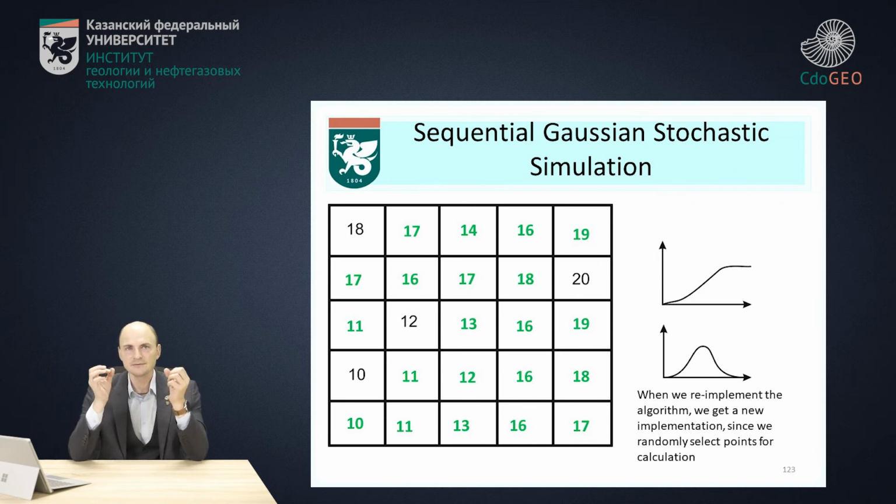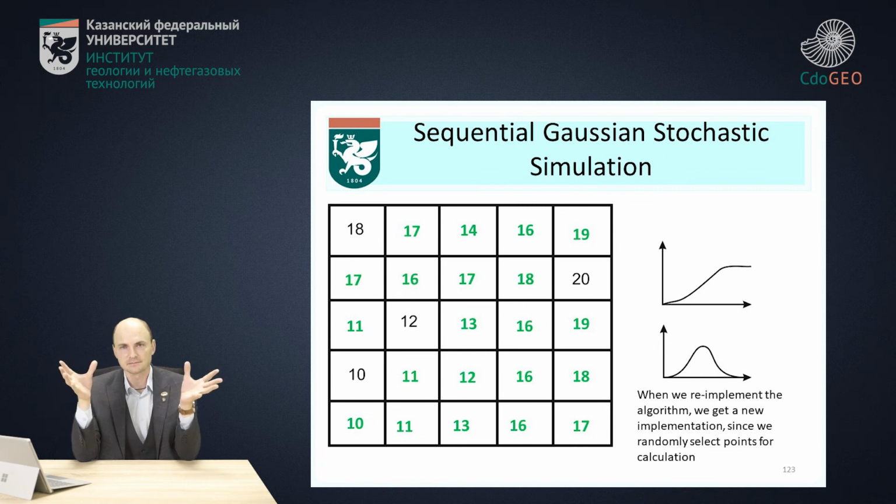That is the main difference between Kriging and the sequential Gaussian stochastic simulation. Because in the case of Kriging, outside of the range, we simply take the average. But in the case of stochastic simulation, we try to keep variation. We try to follow the changes in our dataset.